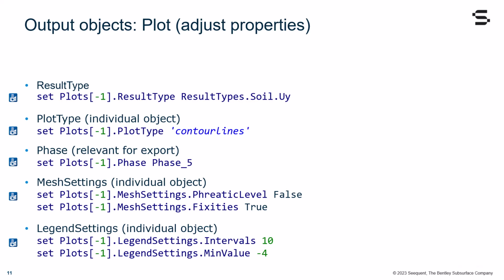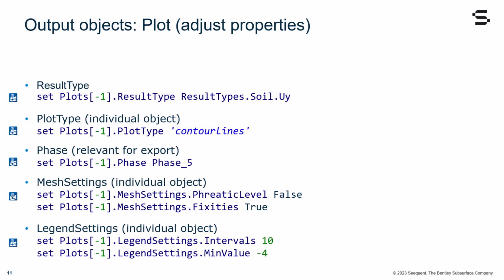For instance, if I want to change the result type, I need to run the command set plots -1 dot result type result types.soil.uy. To change the plot type for an individual object, set plots -1 dot plot type contour lines. To set up which face to use in exporting the plot, I need to set the face object. Set plots -1 dot face face 5.